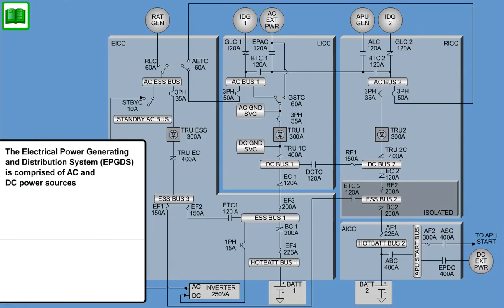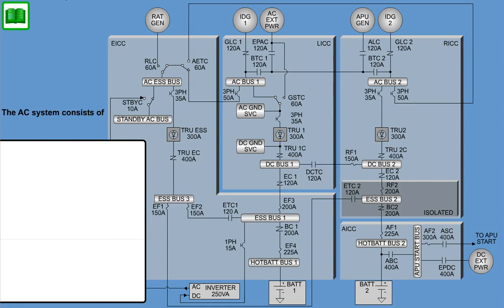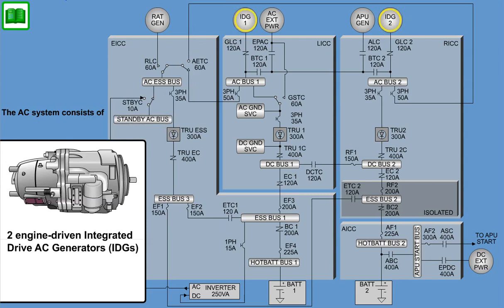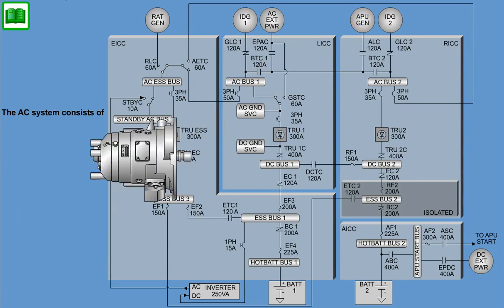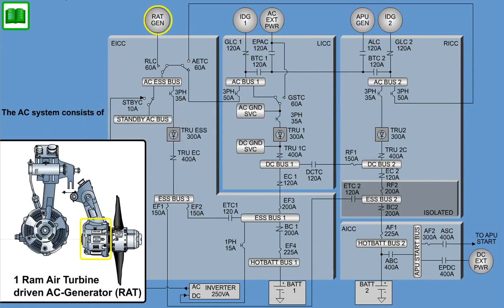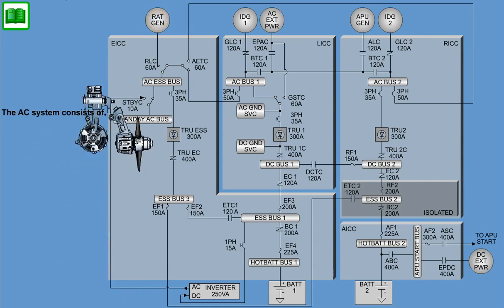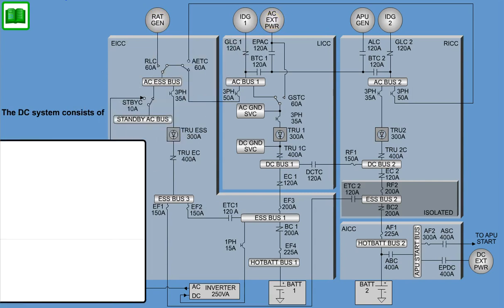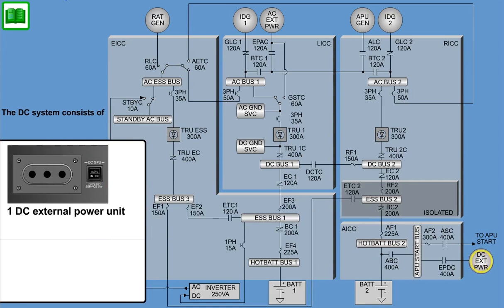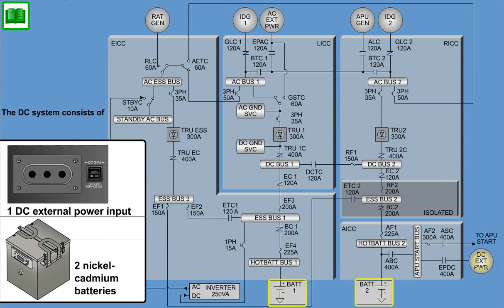The Electrical Power Generating and Distribution System, EPGDS, is comprised of AC and DC power sources. The AC system consists of two engine-driven integrated drive AC generators, IDGs, one auxiliary power unit-driven AC generator, APU generator, one ram air turbine-driven AC generator, RAT, and one AC external power input. The DC system consists of one DC external power unit and two nickel-cadmium batteries.